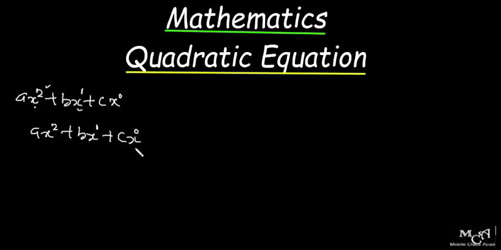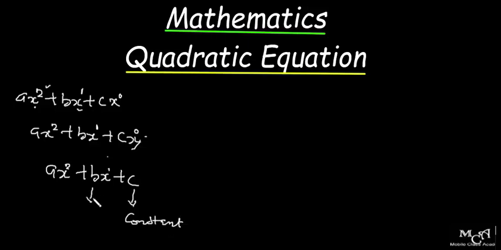But in mathematics, any value raised to power of 0 is 1. Therefore, 1 times c is going to be what? C. That's why whenever you see a quadratic equation, it is of this form: ax squared plus bx plus c. So the highest power in quadratic equation, as I said, is 2 followed by 1. This c is called a constant because it has no x value. Therefore, it's referred to as constant.